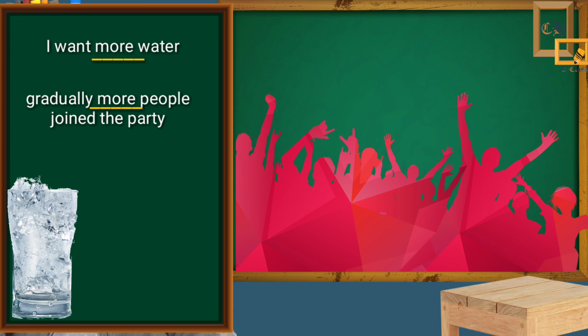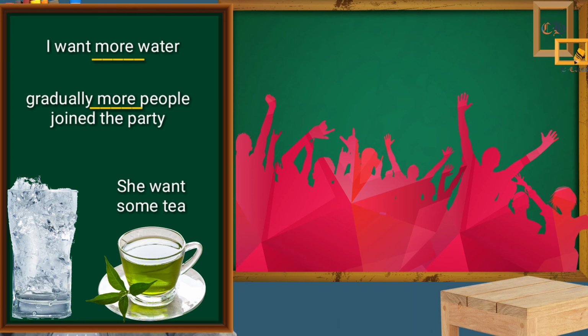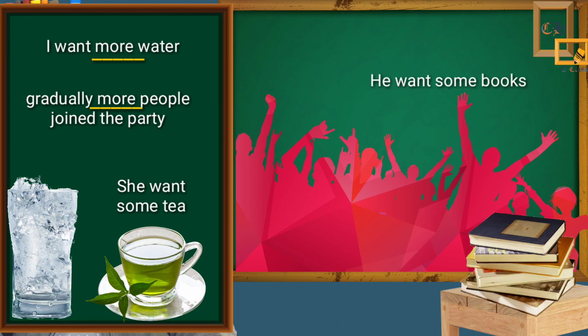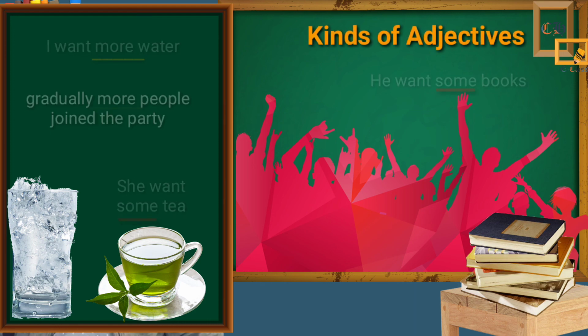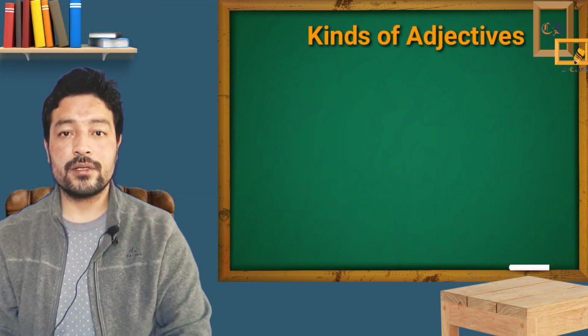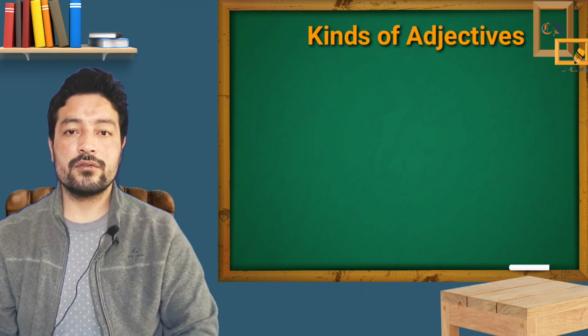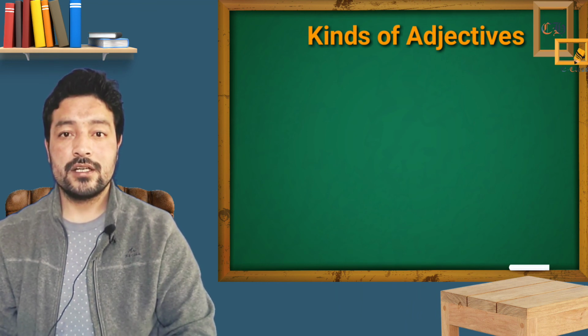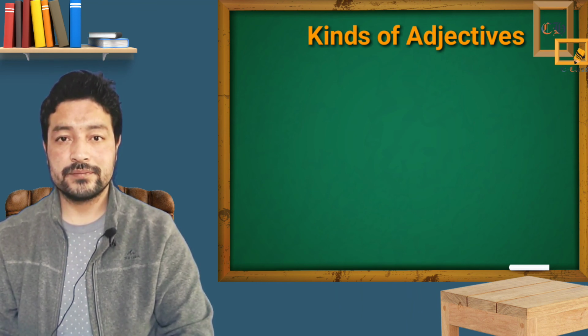In the last example, she wants some tea or he wants some books. So again we use the same adjective. In the first sentence, we use the word some as a quantitative adjective with the noun tea, which is an uncountable noun. In the same way, we use the word some as an indefinite adjective in the last sentence. He wants some books. So we have seen that some adjectives can be used as quantitative as well as indefinite adjectives of number according to the sense in which we use them.